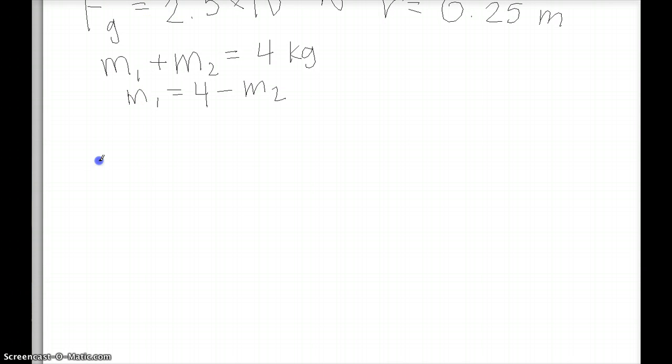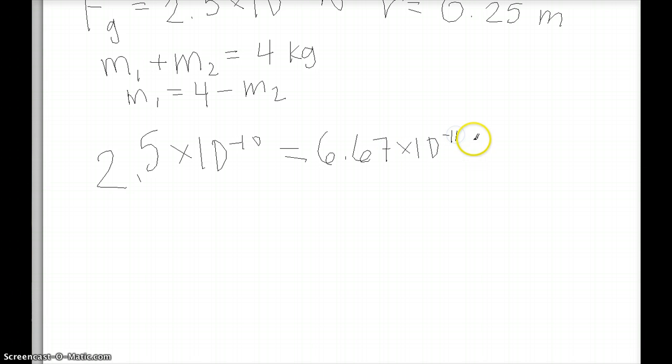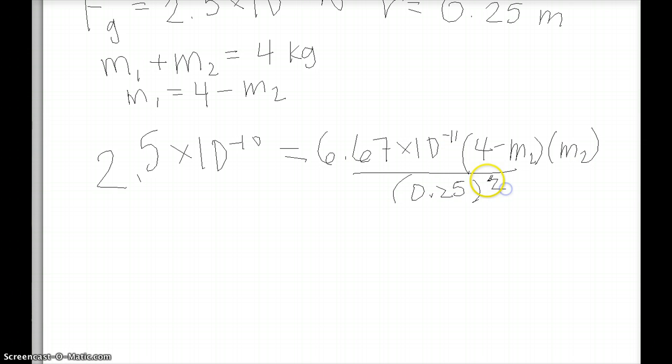So I'm substituting for force of gravity. That's equal to the 6.67. And then substituting for mass 1, actually mass 2. Let's substitute for mass 2. I know mass 1 is the same thing as 4 minus mass 2, and then mass 2 is just mass 2. And that's all over the distance that separates them squared. Don't forget that square. So now I have an equation where the only thing I don't know is the second mass, but once I find that second mass, then I can just subtract it from 4 to find the first mass. So it all depends on this condition that you set.